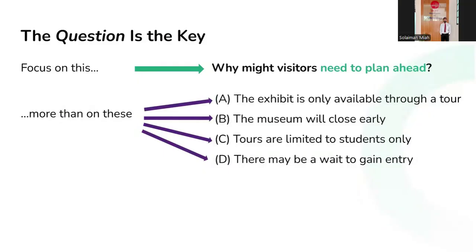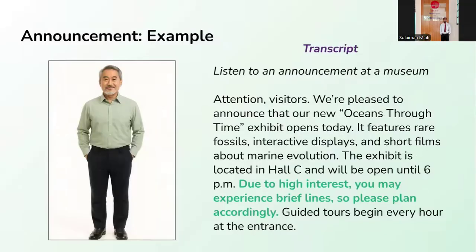The question asks why visitors might need to plan ahead. All of the answer choices include tempting details and keywords, but only one of them matches that specific question about planning ahead. When we answer, we need to be sure the connection is very clear. When you look back at the announcement with that question in mind, only one sentence addresses planning directly. Visitors may experience brief lines due to high interest. This is the only detail that matters.